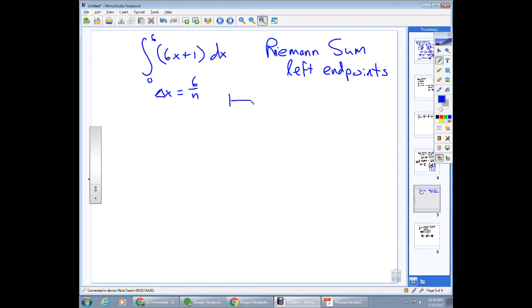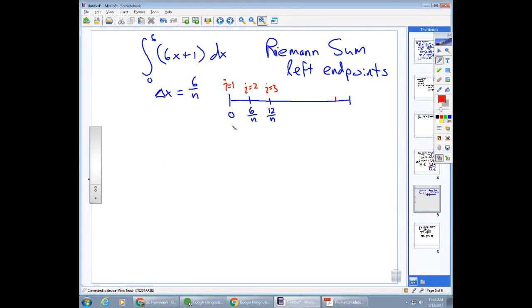Now here I want to generate left-hand endpoints. My first one will be 0. My second one will be 6 over n. The next endpoint after that will be another 6 over n over, which would be 12 over n. And the thing I need to realize is for my index i, here I have i equals 1 to get that left endpoint. This one will be i equals 2. This one will be i equals 3, and so on down the line.